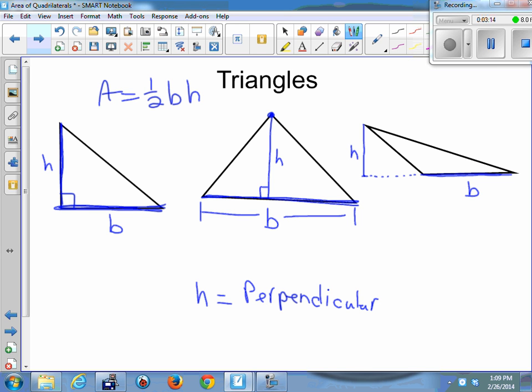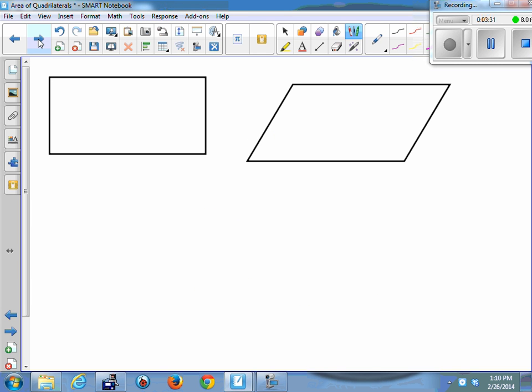Again, it's the distance perpendicular from the base, which is this line here, at 90 degrees, and the height is all the way up there. So you're looking for that 90-degree angle when you have the height. All right, you guys should be good at triangles. The hard one is a parallelogram.